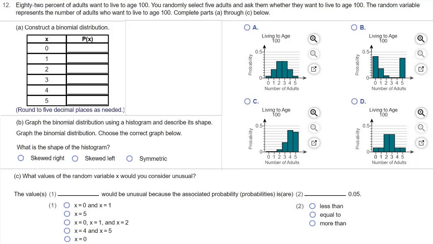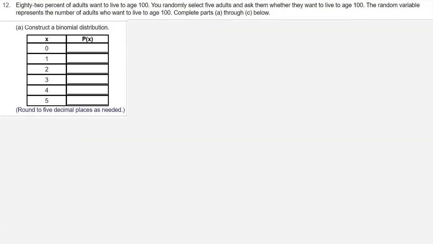Construct a binomial distribution. Graph the binomial distribution using a histogram and describe its shape. What values of the random variable x would you consider unusual? Part A. Construct a binomial distribution.